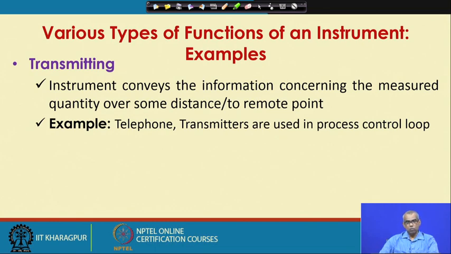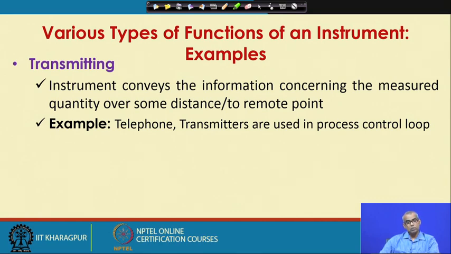So, when an instrument measures a process variable, it can indicate the value of the measured variable at the site of measurement, or it can convey this information about the measured quantity over some distance or to a remote point. Let us say you are measuring the temperature of the plates of a distillation column, but you are collecting the information at the control panel, which may be several meters away from the distillation column.